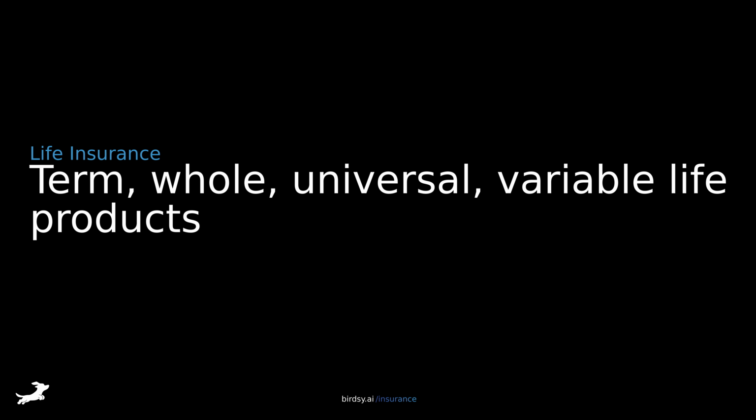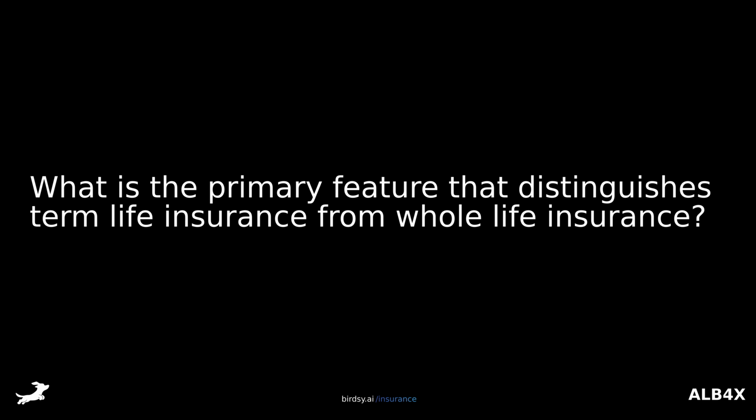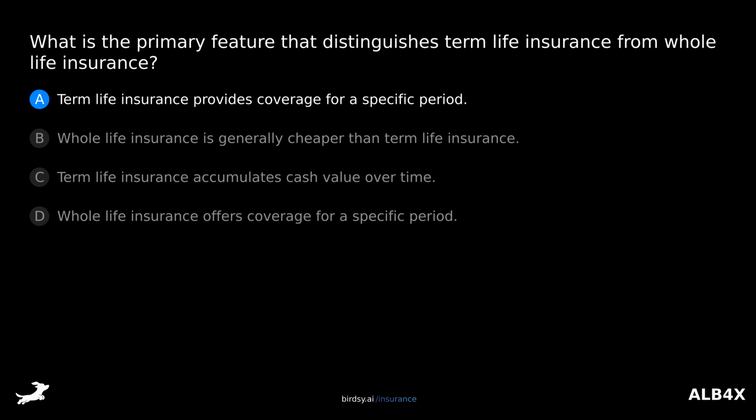Life insurance. Term, whole, universal, variable life products. What is the primary feature that distinguishes term life insurance from whole life insurance? Is it A, term life insurance provides coverage for a specific period, B, whole life insurance is generally cheaper than term life insurance, C, term life insurance accumulates cash value over time, or D, whole life insurance offers coverage for a specific period? The answer is A. Term life insurance provides coverage for a specific period.